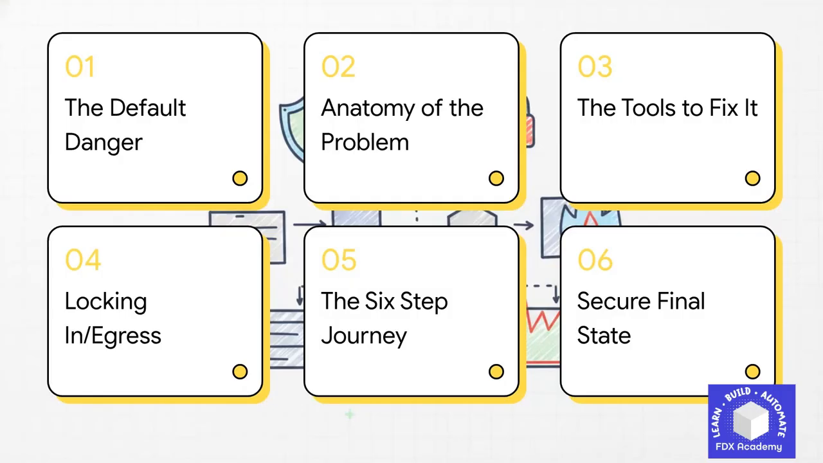So, here's our roadmap for this transformation journey. We'll start by looking at that default danger, break down the actual anatomy of the problem, explore our specific tool set, figure out ingress and egress, walk through a 6-step journey, and finally, check out our secure final state.